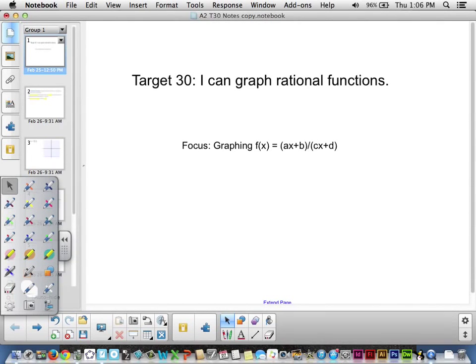Algebra 2, Target 30. I can graph rational functions. Today we're going to look at functions of the form y equals ax plus b over cx plus d. You'll see it in the form it's written a lot. You'll also see it written like this a lot. They're the same form, just aesthetically a little bit different.